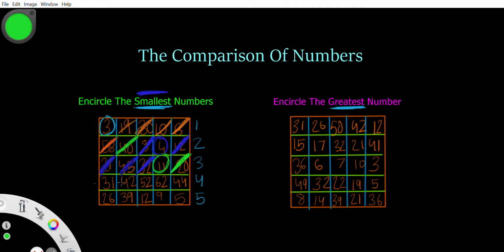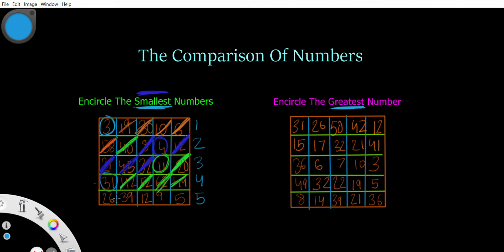For our fourth row, we have 31, 42, 52, 62, and 44. We know that 31 is smaller than 42, so let's cross that out. It's smaller than 52, smaller than 62, and smaller than 44. So we know our answer is going to be 31.